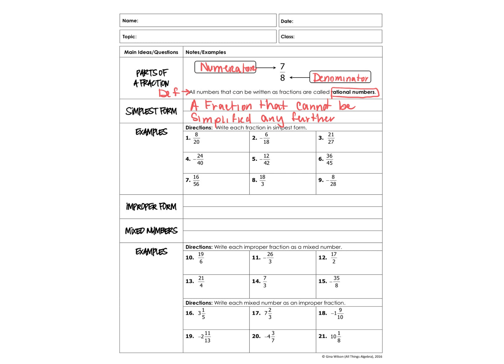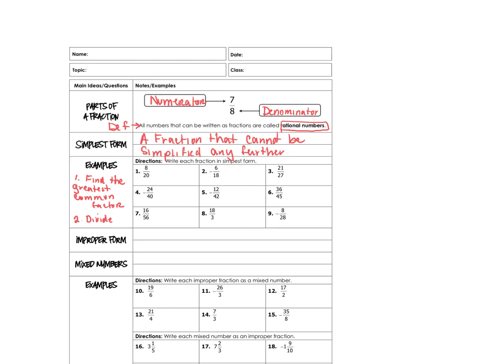To write a fraction in simplest form, you find the greatest common factor that goes into both, and you divide. So the greatest common factor is the largest number that goes into the fraction in question.